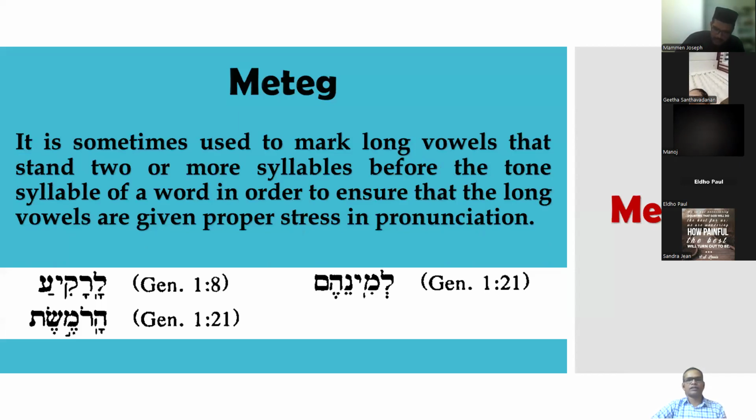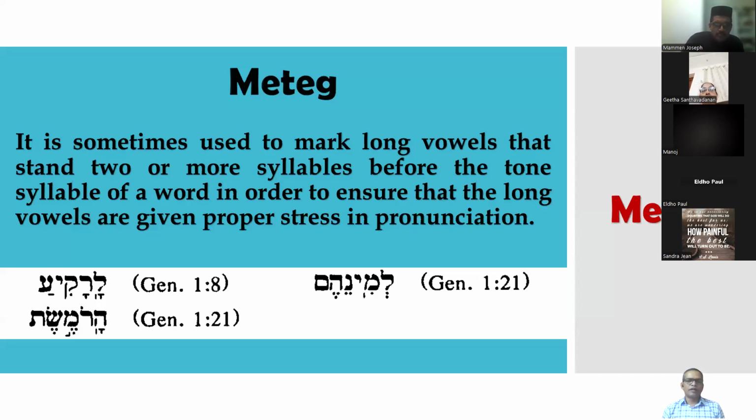Number one, it is used to mark long vowels that stand one or more syllables before the tone syllable of a word in order to ensure that the long vowels are given proper stress in pronunciation. It appears two or three syllables before the tone syllable. Always the last syllable is the tone syllable unless and until a munna appears.